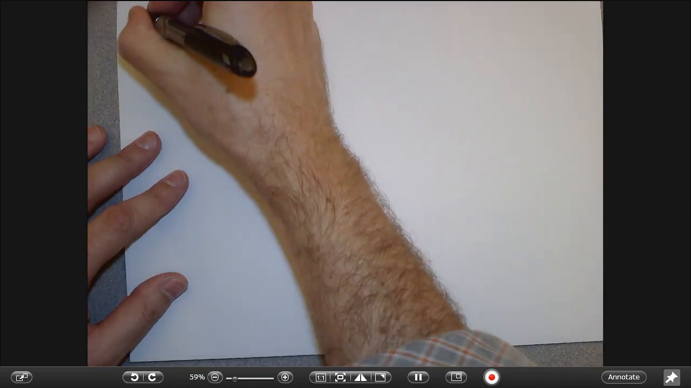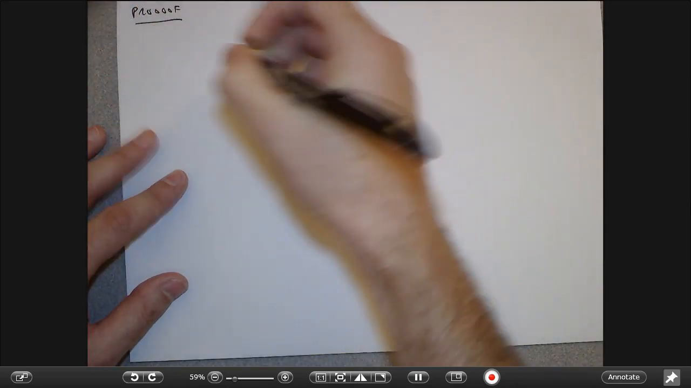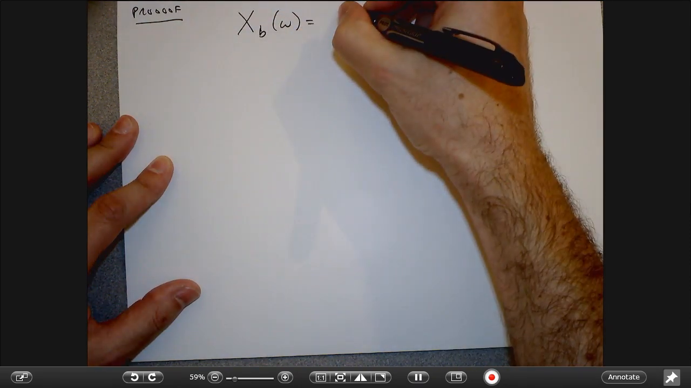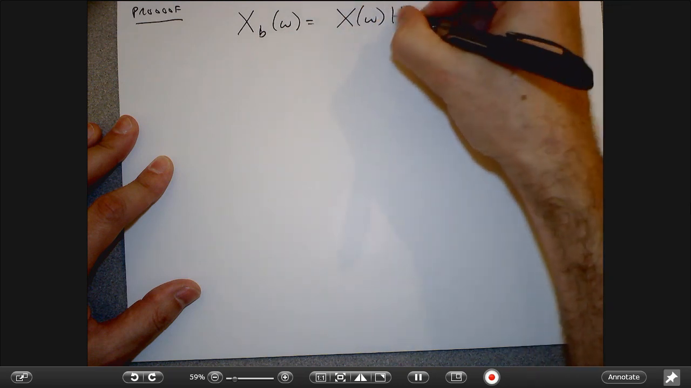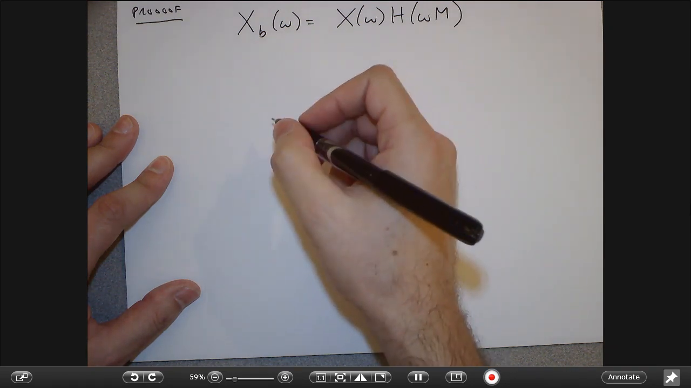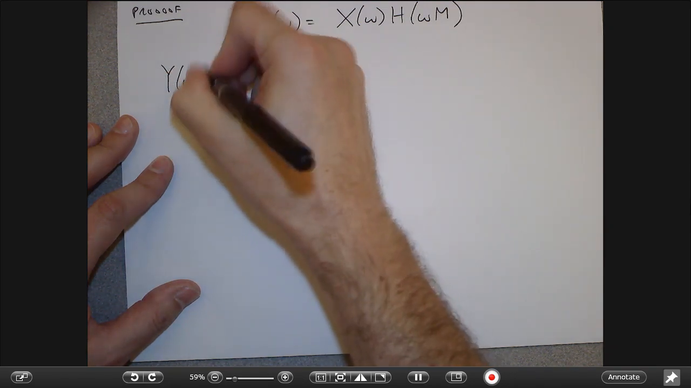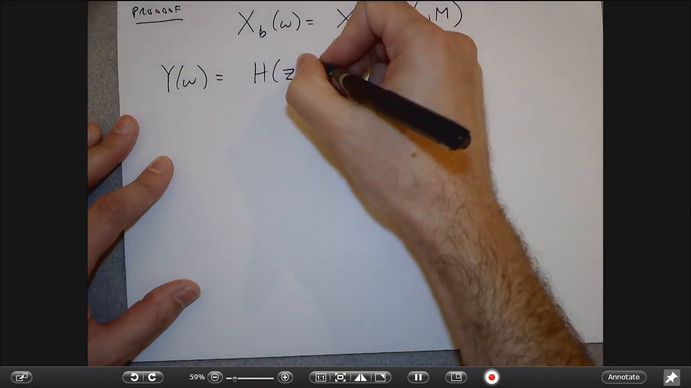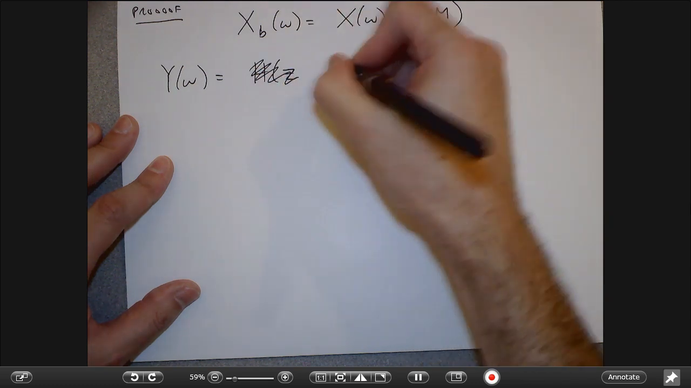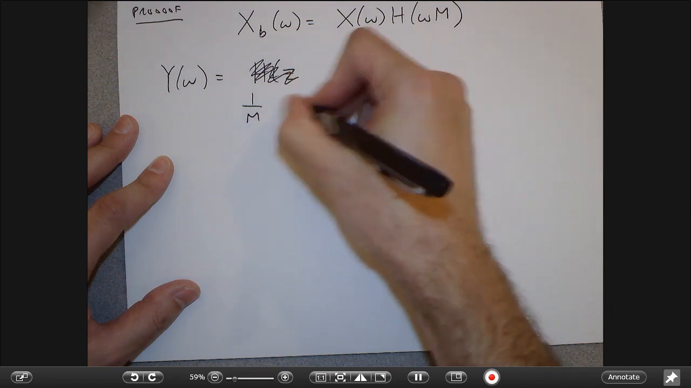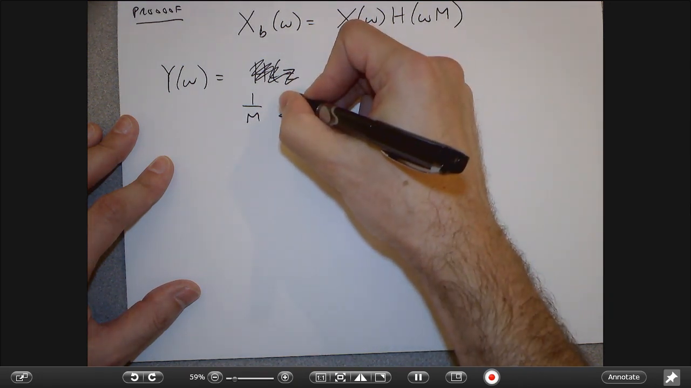Okay, let's try again. Proof. This time I'm going to put 4 rows in there for extra proofiness. Okay, so I was happy with this. I had my original signal and I had my H of omega M. Now, my Y of omega is what I get when I downsample Xb. So what I get is copies of Xb spread out.